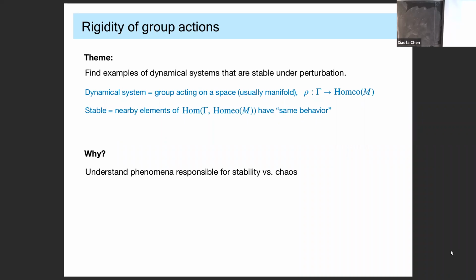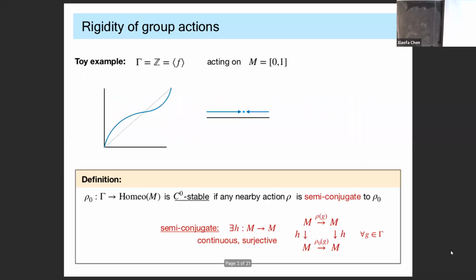And well, I don't do applied math, so for me, I just want to go to the toy box and play with the most simple toys to try and identify some phenomena that gives rise to this stable behavior. Okay, so let's go to the toy box and play with some mathematical toys.